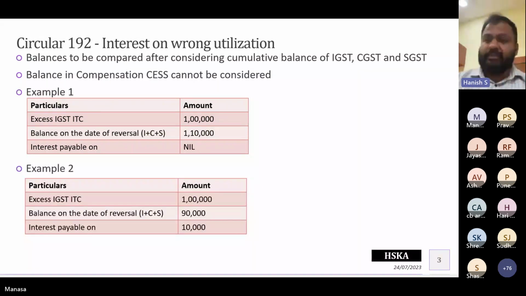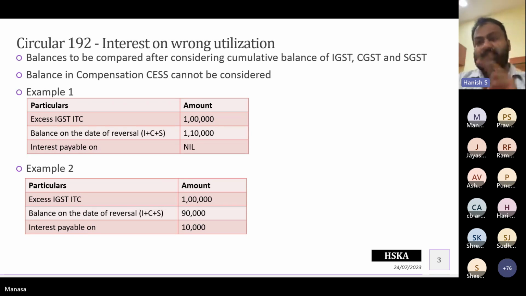The same 1 lakh rupees, but I have utilized 10,000 rupees. In that case, the issue now was whether the interest has to be paid on the entire 1 lakh rupees because the balance has fallen below 1 lakh rupees of input tax credit, or whether the interest is required to be paid only to the extent of utilization.